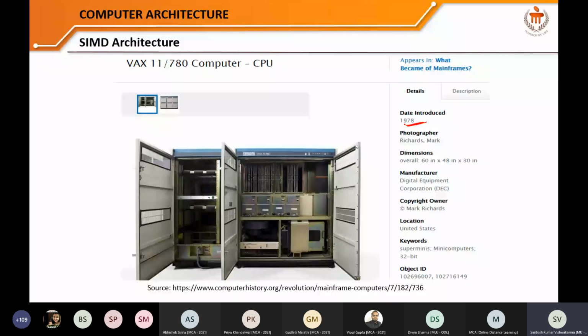Okay, this is how it looks, because in modern days we understand that a computer belongs to this category, a computer is of this type. So you may also go back and see the history. There have been very interesting things. Although we are limited by time constraints, do understand the journey, from where it begins and how the commercial aspects developed. The dimension is 60 by 48 by 30 inches, and the manufacturer, as I said, is Digital Equipment Corporation.